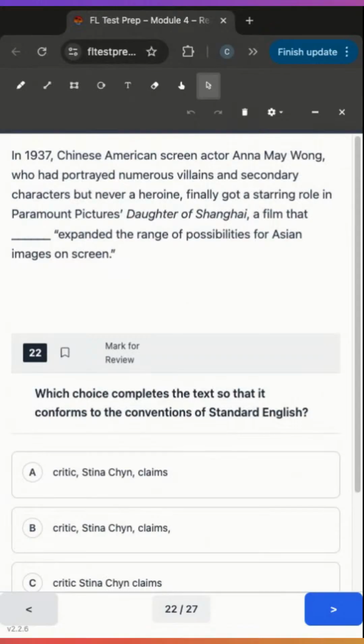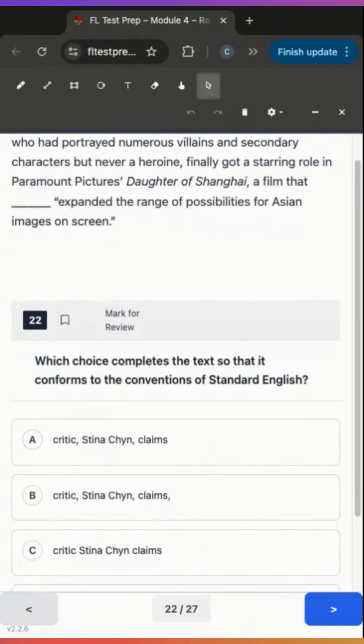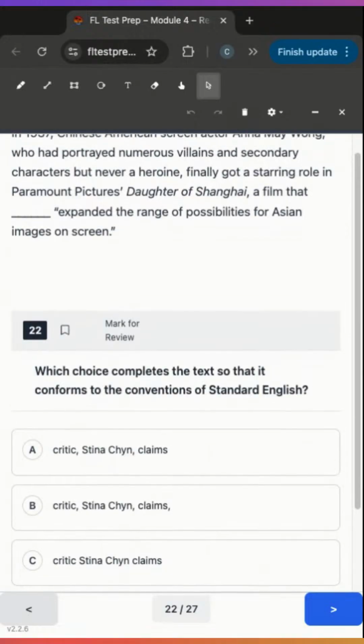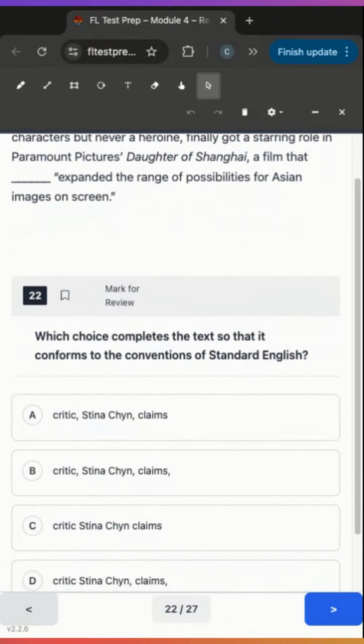In 1937, Chinese American screen actor Anna May Wong, who had portrayed numerous villains and secondary characters but never a heroine, finally got a starring role in Paramount Pictures' Daughter of Shanghai, a film that critic Stina Chine claims expanded the range of possibilities for Asian images on screen.